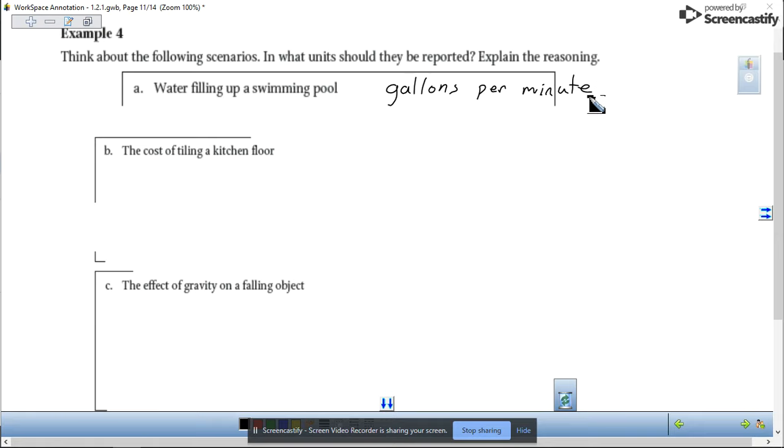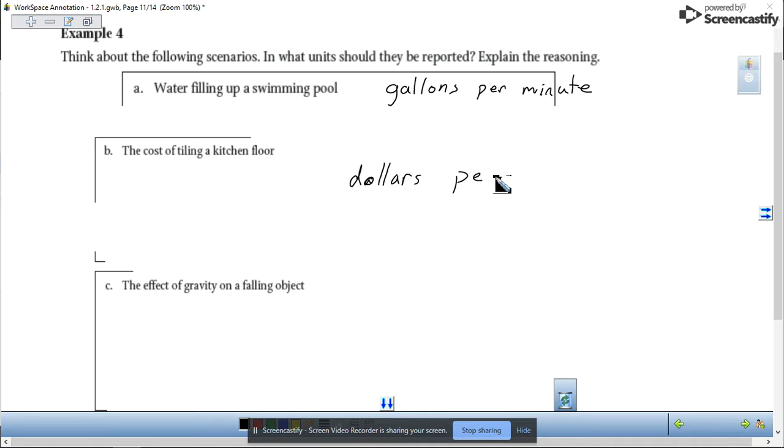Okay, your notes go into a lot more detail on that, but I'm not going into quite so much detail on this one. All right, so the cost of tiling a kitchen floor. Well, footage in a house is pretty much given to be measured in square feet, right? So we're trying to figure out the cost. So money, dollars, right?